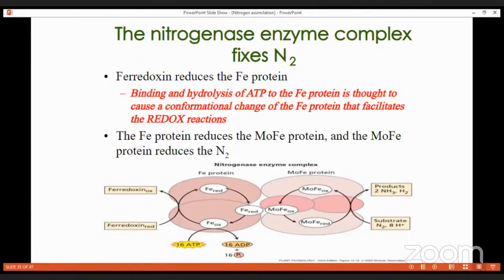Here ferredoxin is also reducing the iron protein. How is it doing that? It is by binding and hydrolysis of ATP to the Fe protein. That brings a conformational change in the iron protein to facilitate the different redox reactions that are taking place by the enzyme. So ferredoxin reduction is an important process in biological nitrogen fixation for activating the nitrogenase enzyme complex. The iron protein reduces the MoFe protein, and then the MoFe protein unit is reducing the nitrogen, as you can see in the figure. So this is the activation. After activation, it is reducing the MoFe complex. Then MoFe is reducing the nitrogen into ammonia.